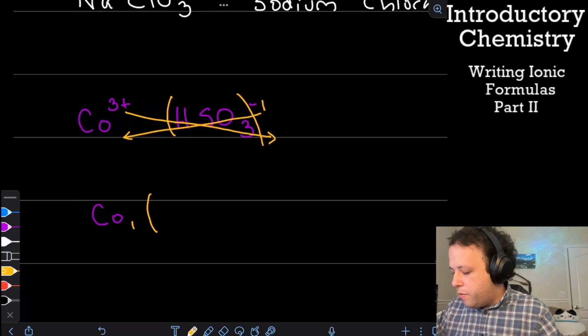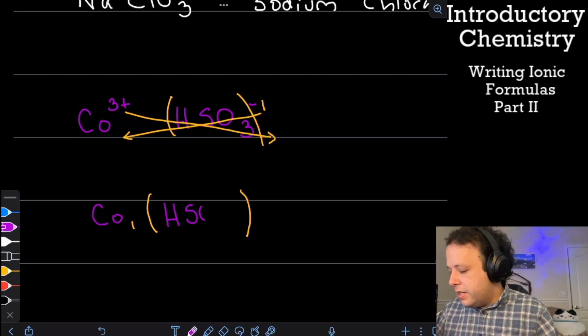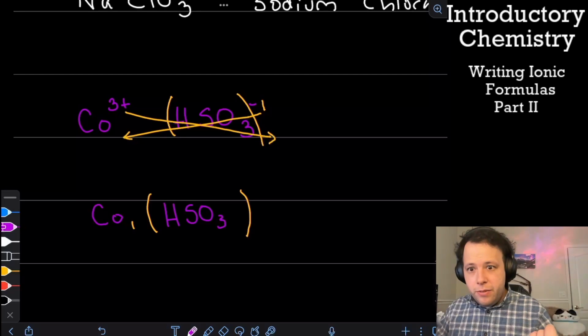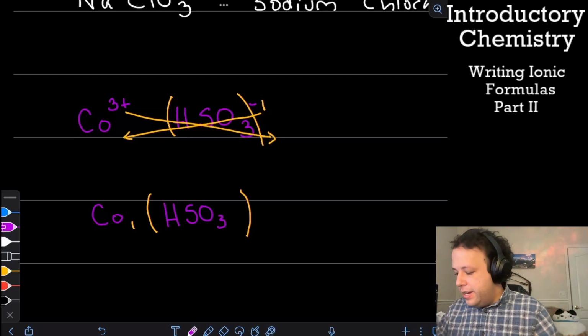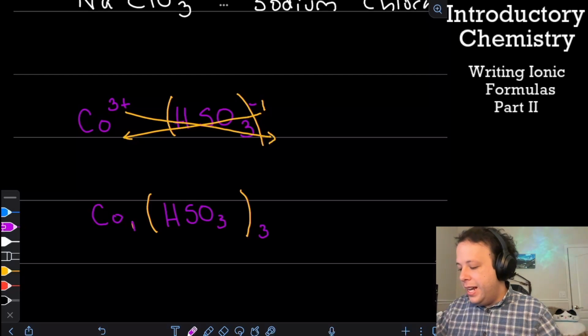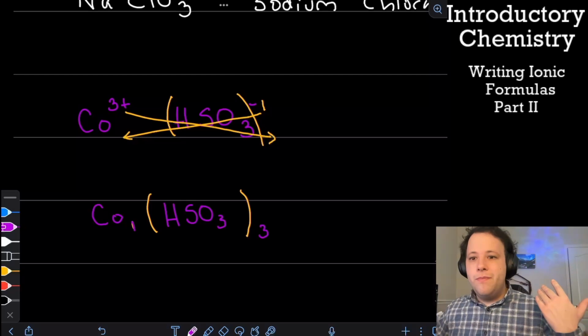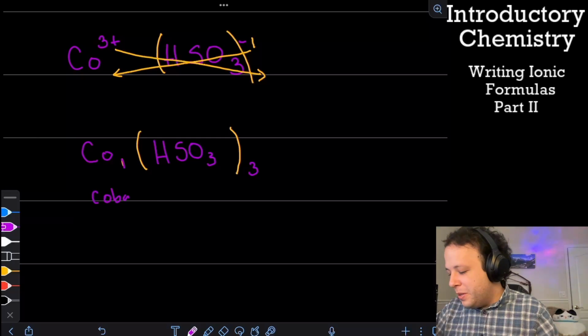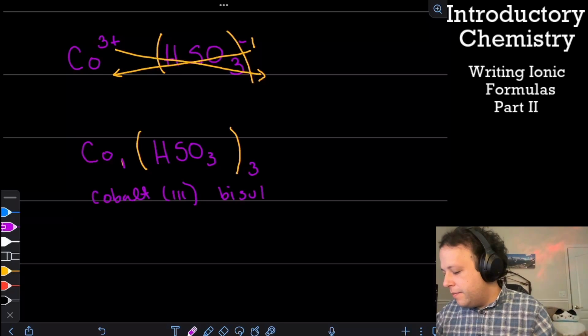We'll have our parentheses, which is just HSO3. And being that cobalt had a 3 in front of it, we're going to put that outside of those parentheses. So it's going to be Co1(HSO3)3, essentially. So when we name that, this would be cobalt 3 bisulfite.